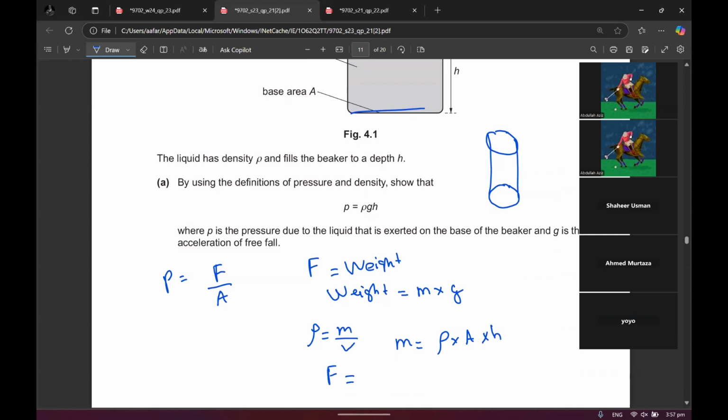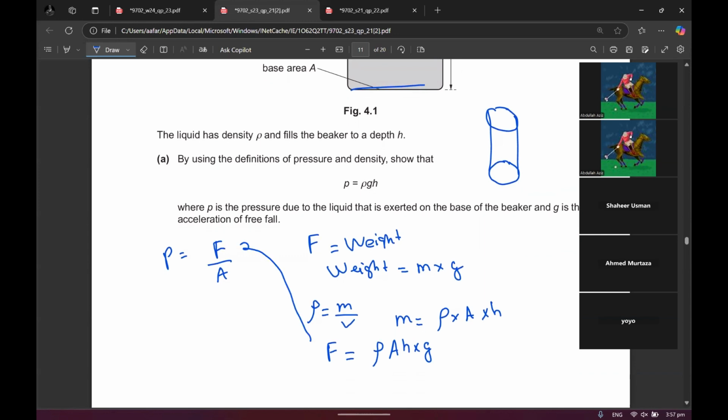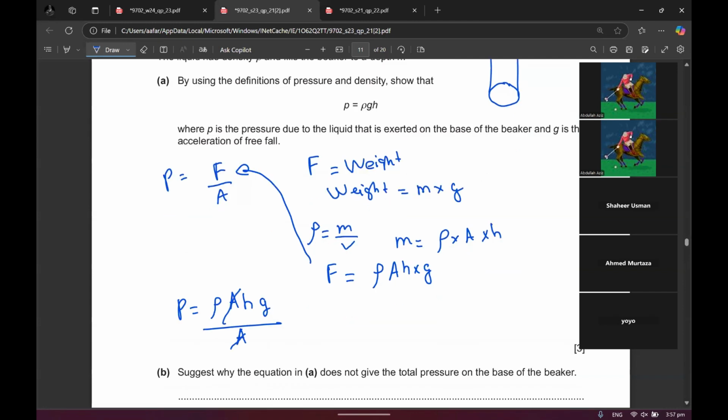We need to calculate the force. It's basically mass into gravity. So rho, base area, into height, into gravity. And now we'll just put this force back into the equation of the pressure. So we get pressure is equal to rho A h g divided by base area. So area cancels out, and we get pressure is equal to rho gh. Hence, this is proven.